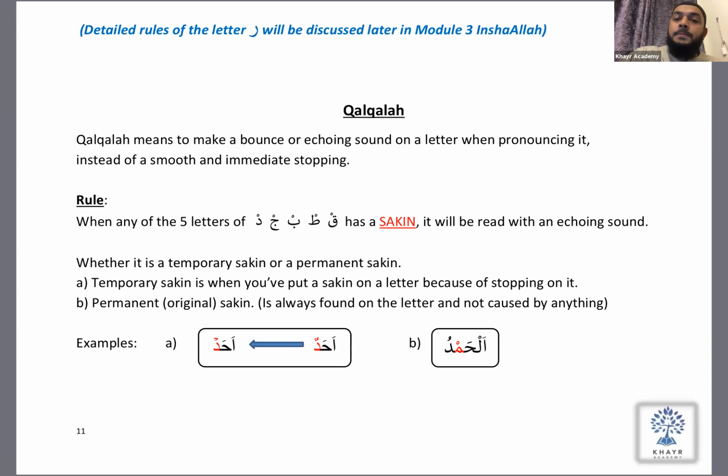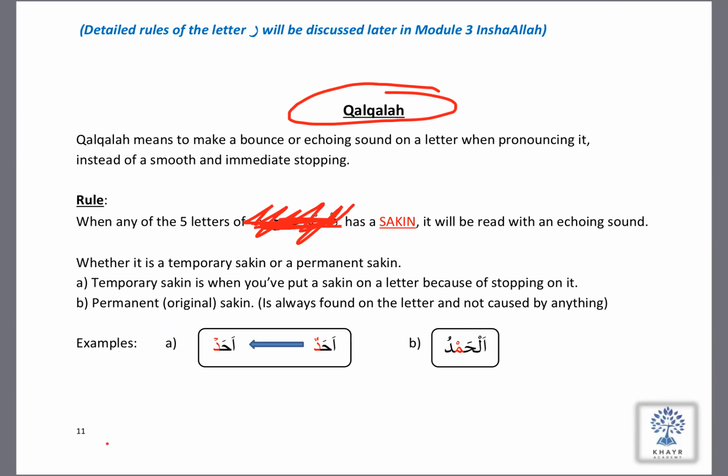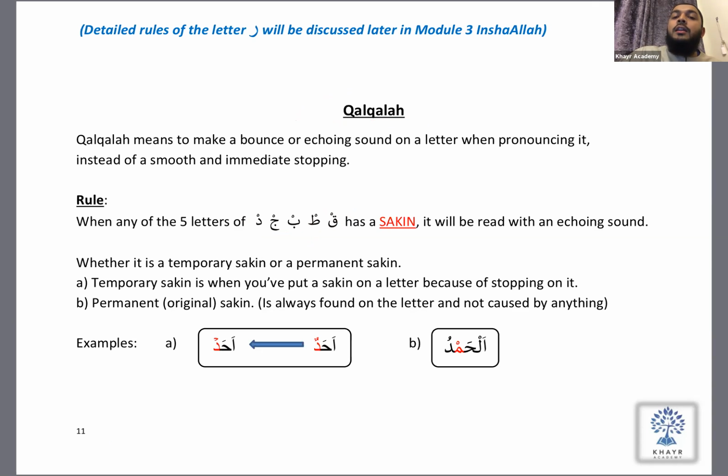Okay, who knows what qalqala is? Yeah, it's when the letter has a bounce to it, like an echoing sound. Do you know how many letters? I think qaf, I think there's ba. Yeah, mashallah. Is there another one? Tabbat. Yeah. Okay, let's just do it. Qalqala means when you bounce your voice, when you bounce the sound of the letter.